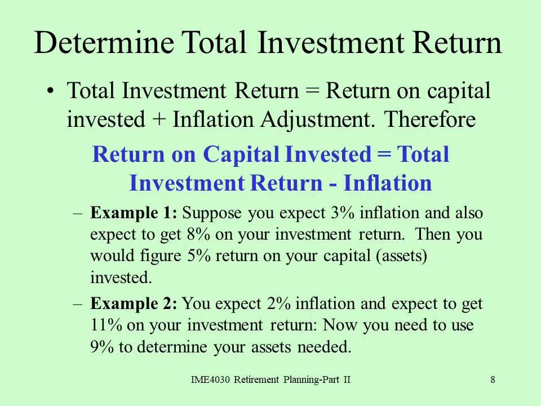If we illustrate that with a couple of examples, suppose you expect 3% inflation, but you expect to get 8% on your investments after retirement, then you would figure a 5% return on your capital. For example 2, suppose you are a little more optimistic about inflation, you use 2%, but you think you're going to get 11% on your investment return, then 11 minus 2 is 9%. That's what we would use as a return on our capital invested. So let's go to slide number 9 and see what that means with our examples.